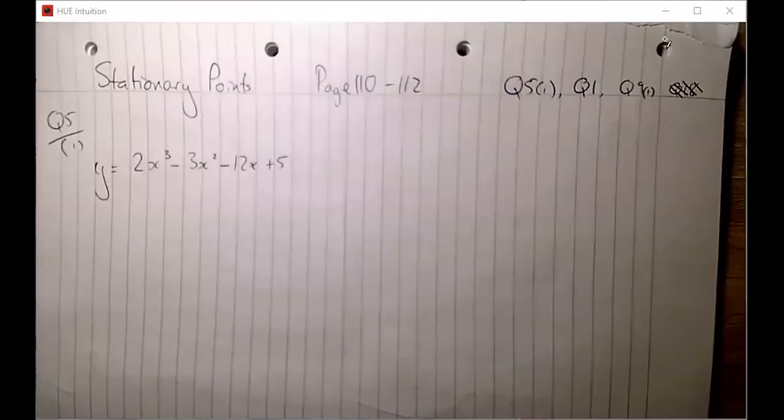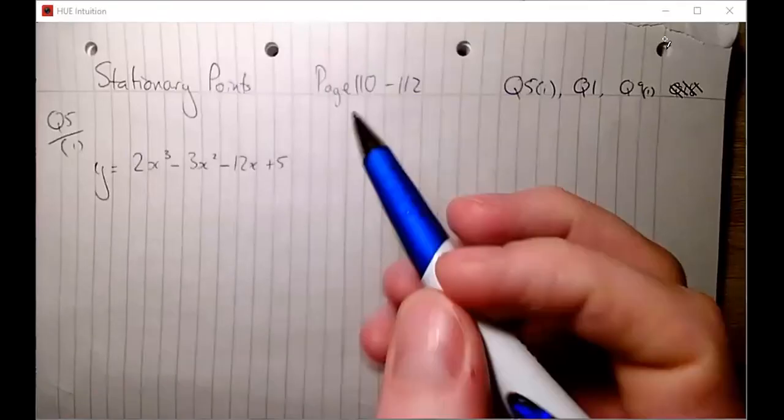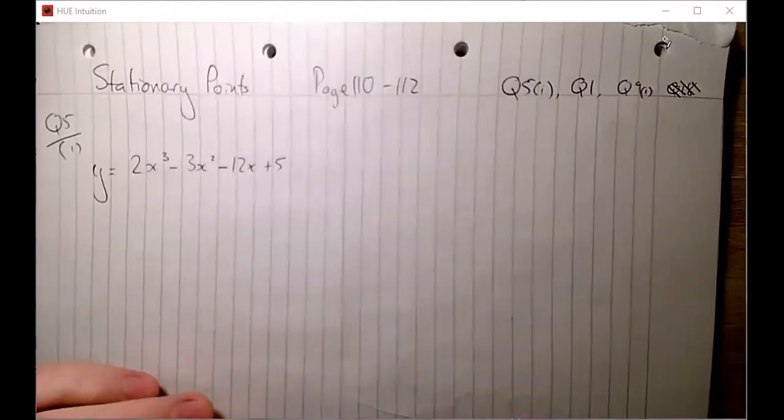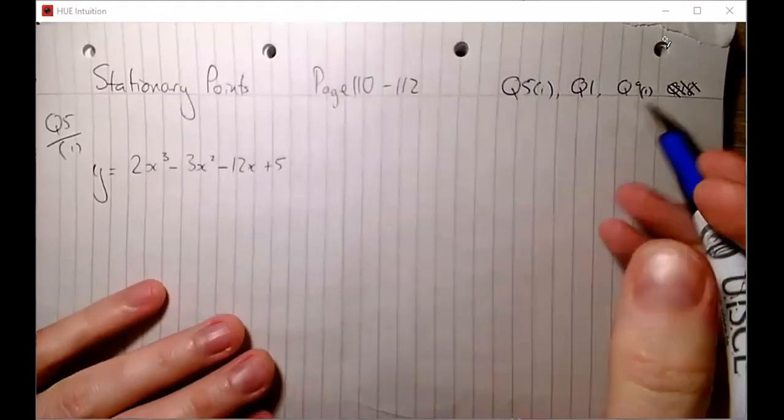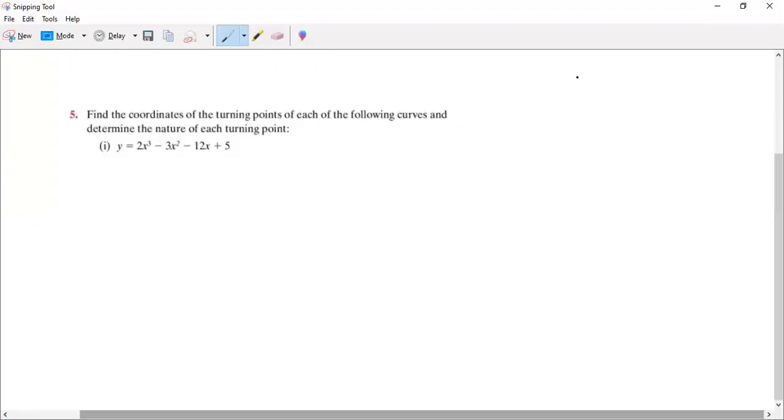We are looking at stationary points. If you're on Text and Test 5, it's pages 110 to 112. We're going to look at these three questions here, starting with 5 part 1. Find the coordinates of each of the following points of each of the following curves and determine the nature of each turning point. So it's for this curve here. There's a part 2 that we're going to ignore.